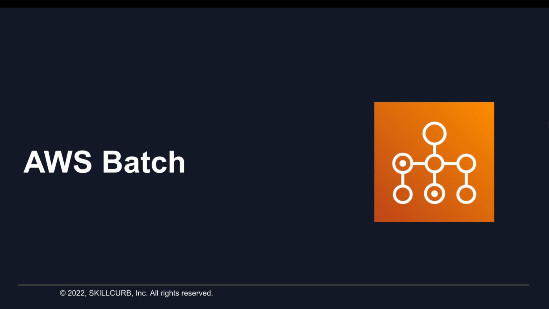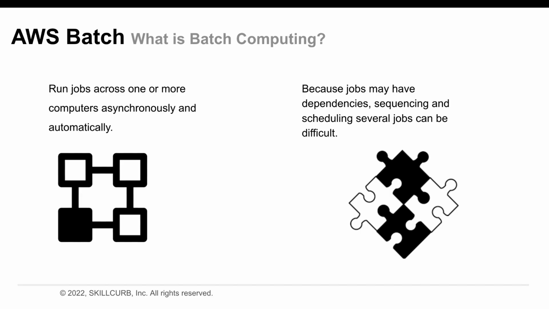AWS Batch. AWS Batch is a set of batch management capabilities that enables developers, scientists, and engineers to easily and efficiently run hundreds of thousands of batch computing jobs on AWS.